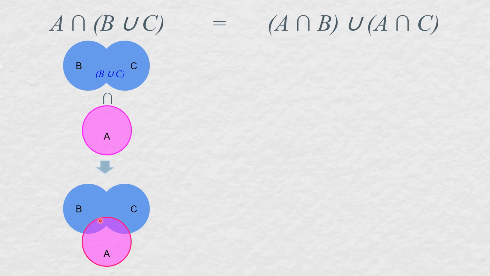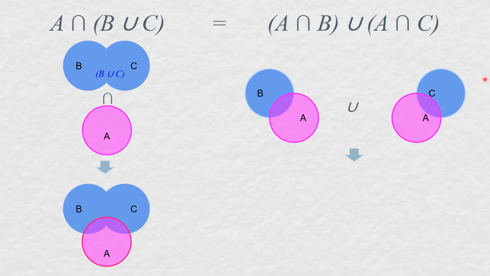The right hand side of the distributive law is A intersection B union A intersection C. Now A intersection B is represented by this shaded region, and A intersection C is represented by this shaded region. Taking a union of these, we will get all the elements in this shaded region. And as we can see, this shaded region in both the left hand side and the right hand side are the same. Therefore, the left hand side of this equation is equal to the right hand side of this equation.